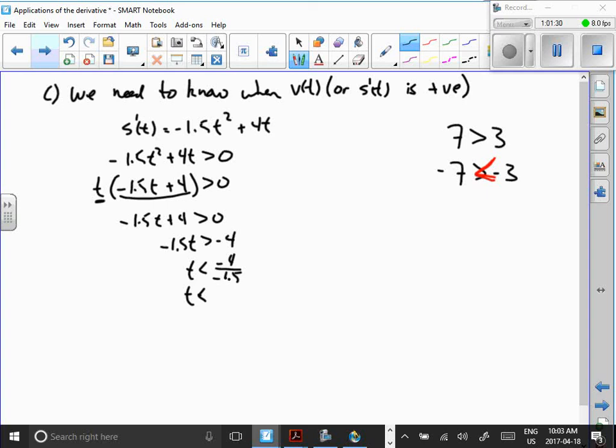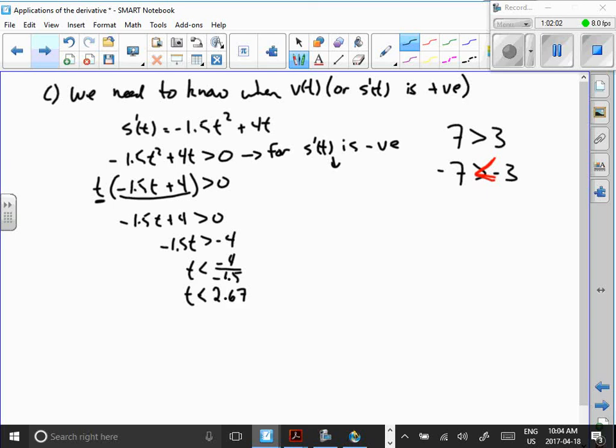What do we get? Not quite 3. 2.67? Okay. Similarly, if we want to do the negative, for s prime at t is negative, we're going to do this.